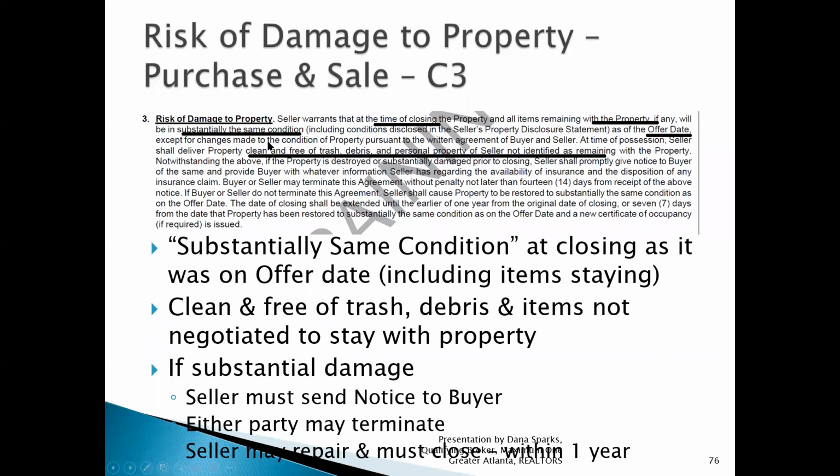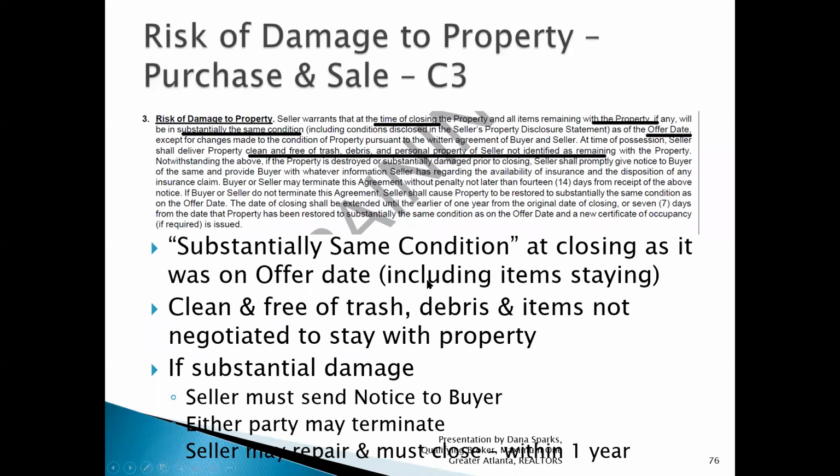All right, this part about the property, basically a couple of things I want to point out here. This says that at closing, the property is to be in substantially the same condition as it was on the offer date, and clean and free of trash, debris, and items negotiated that are staying. So that means if the air conditioner was working when you went under contract, it needs to be working at time of close.